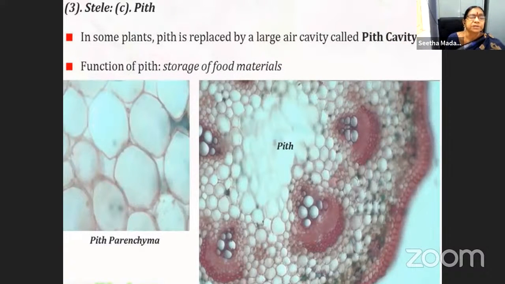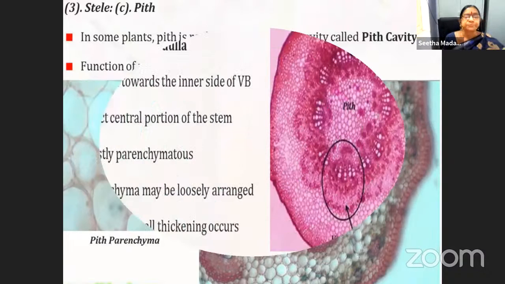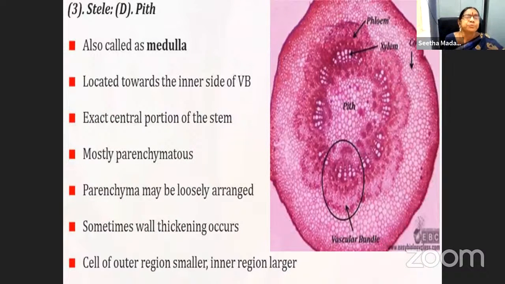And the last part, in the central region, is pith. In some plants, pith is replaced by a large air cavity called pith cavity. The function of pith is storage of food materials. Pith is also known as medulla, located towards the inner side of the vascular bundle in the exact central portion of the stem, and it is mostly parenchymatous. Parenchyma may be loosely arranged, sometimes wall thickenings are also seen, and cells of the outer region are smaller and the inner region are larger. So with this, today's topic has come to an end. Thank you very much.